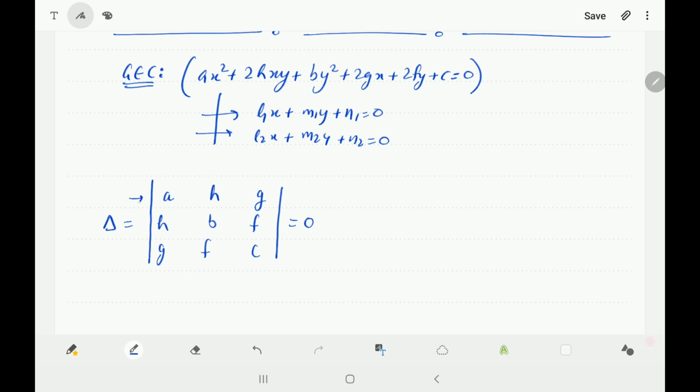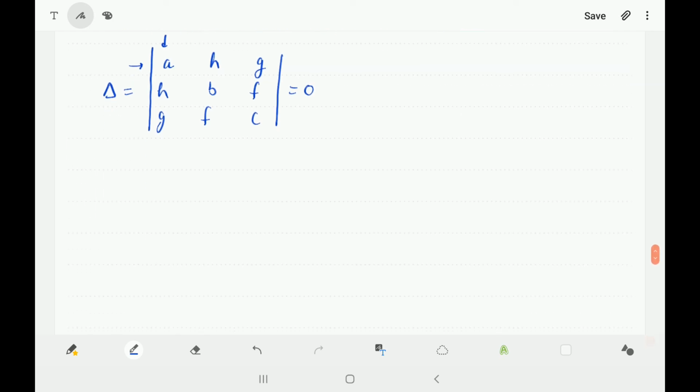If you see, the first row and the first column are both the same. The first row for this determinant is A H G, and the first column is also A H G. The second row is H B F, and the second column is also H B F. The third row is G F C and the third column is also G F C. Now, how to open this determinant: you can open it with any row or any column, which you will be studying in the chapter on determinants. So we'll just try to open using the first row.